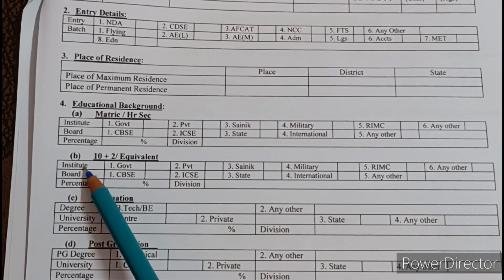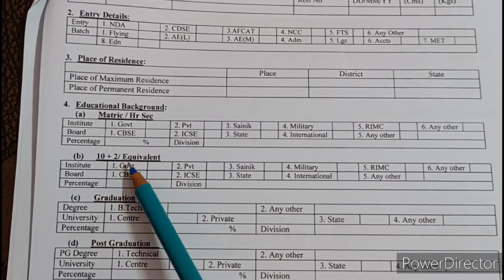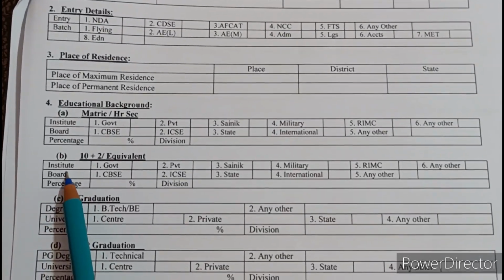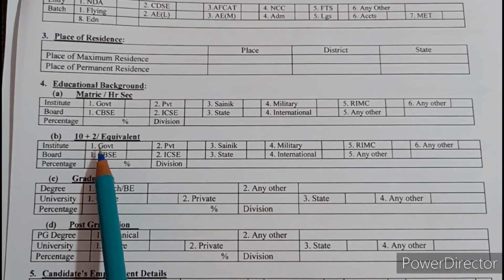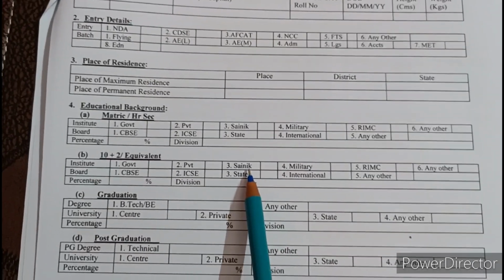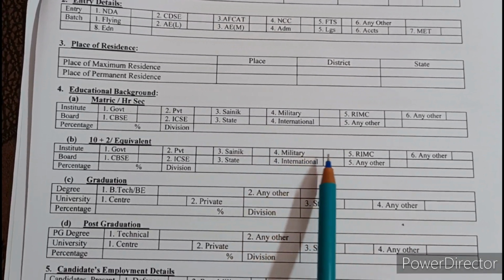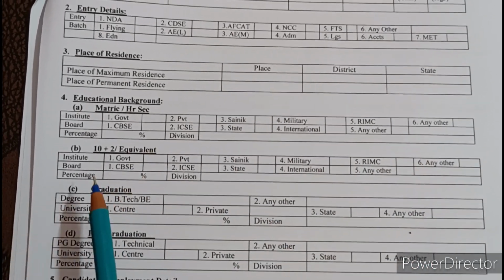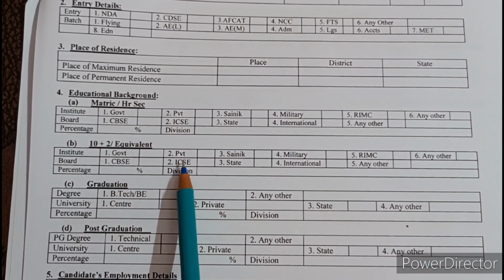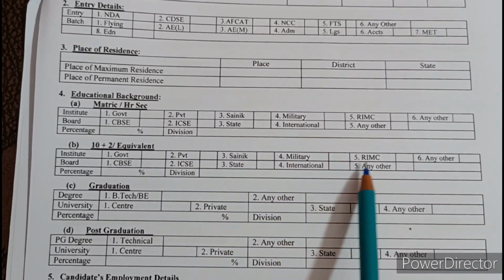Now moving to the B column, 10 plus 2 or 12th entry, the 12th details. Similarly, the institute options: government, private, Sainik, military, RIMC, any other. And then moving to the board, similar options are there: CBSE, ICSE, state, international, any other.